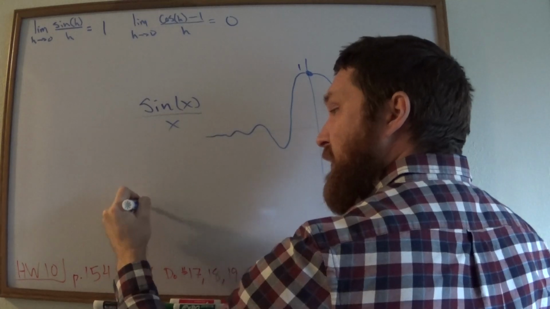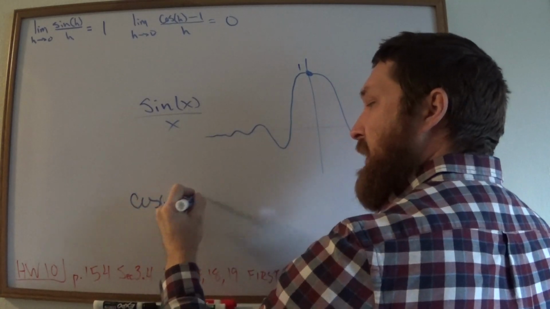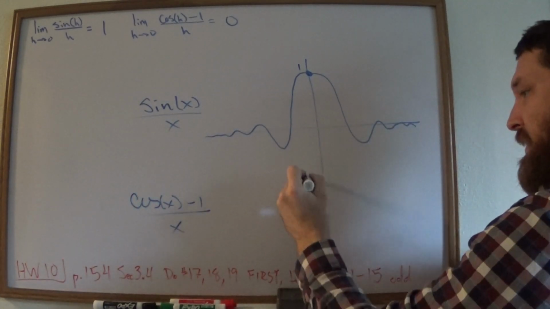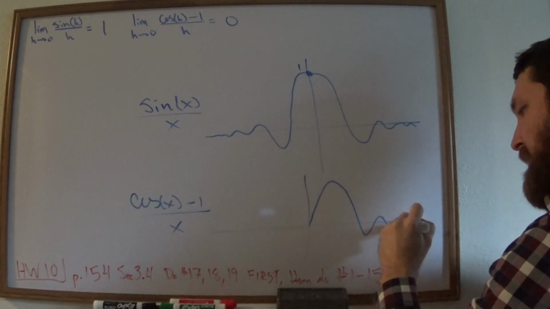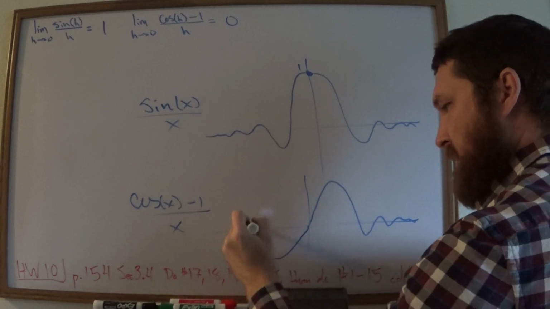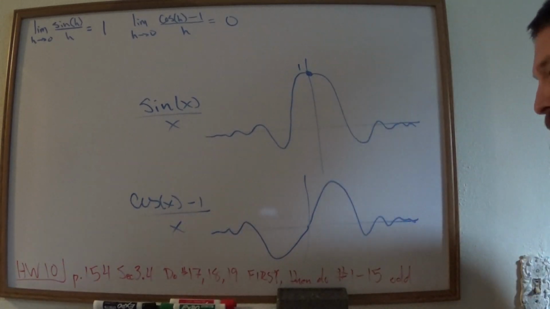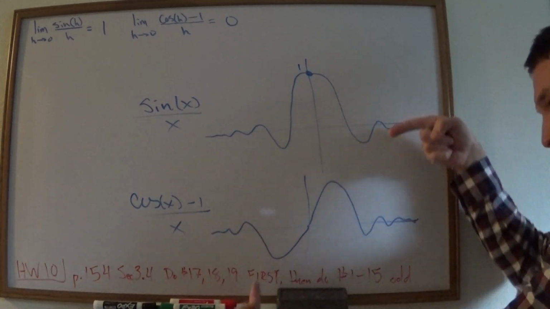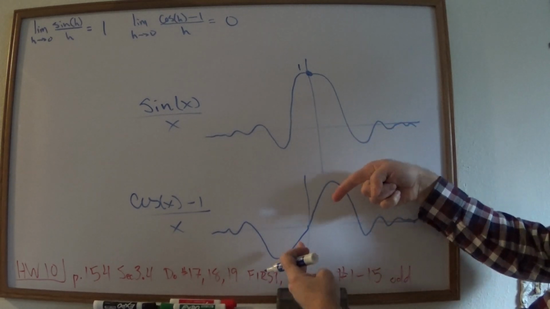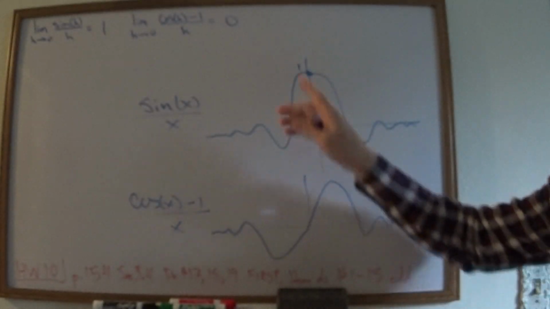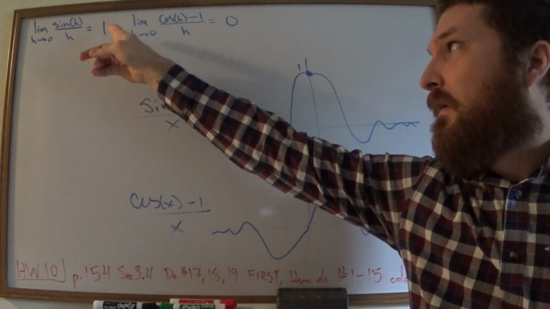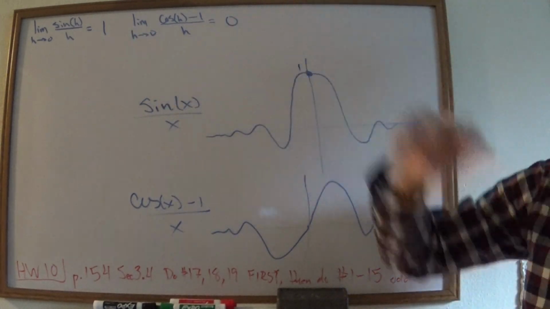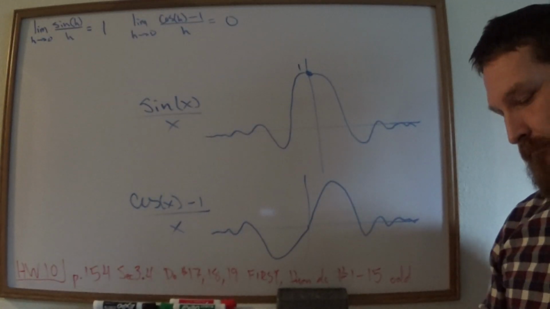You could graph cosine x minus 1 over x, and the thing that you get looks like this. And you can see that as you go to 0, in both cases, the values get closer and closer to 0. And so you could deduce, and this is what you did, that yep, this guy goes to 1. This limit should be 0, right?